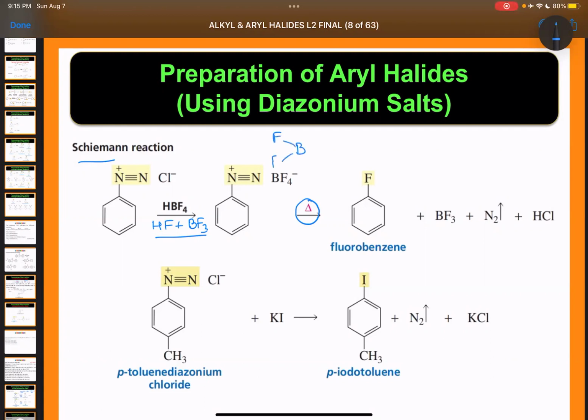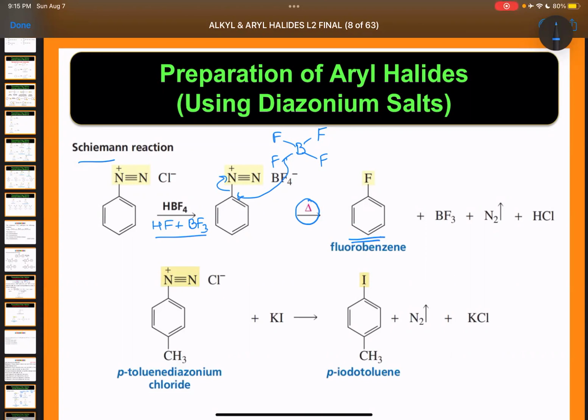and it will go and attack at the site where N2 is connected. N2 will also come out. And that's how you get fluorobenzene. Is it clear? Yes, Samira? Yes sir. Very, very important.